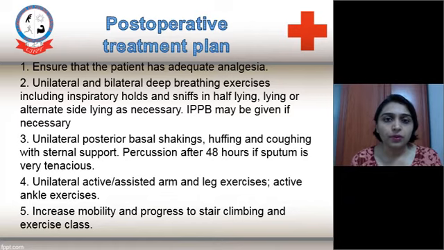For this problem list, we can have such a treatment plan. First, to reduce pain, we will have to ensure the patient has adequate analgesia. For reduced air entry, we can give the patient bilateral or unilateral deep breathing exercises, including inspiratory holds and sniffs in half lying, lying, or alternate side lying as necessary. We can also give IPPB, that is intermittent positive pressure breathing, if it is required. If the patient is having less air entry, then through IPPB he only has to initiate or trigger the inspiration, and the rest of the deep breath can be given through the machine.